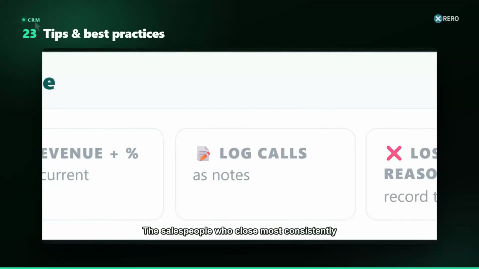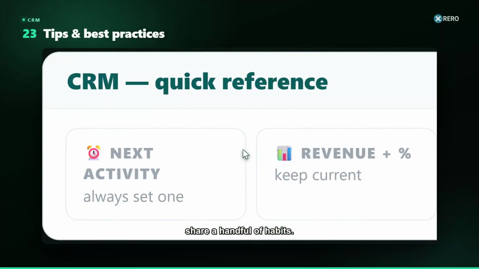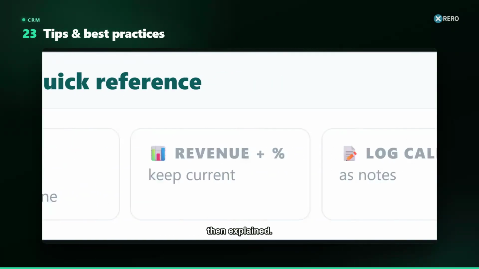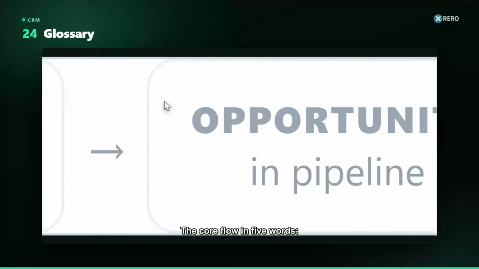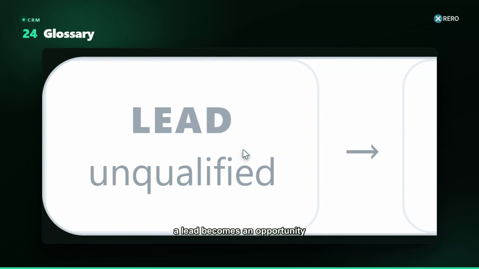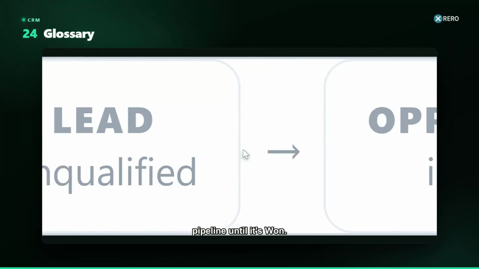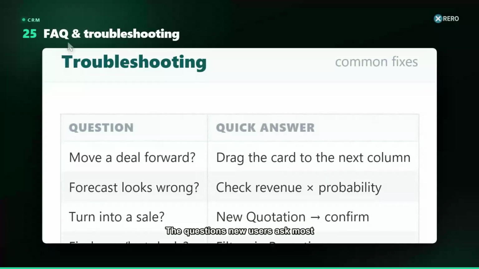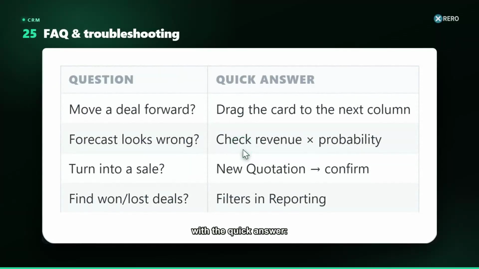The salespeople who close most consistently share a handful of habits. Here they are at a glance, then explained. The core flow in 5 words. A lead becomes an opportunity, which moves through stages in the pipeline until it's won. The questions new users ask most, with a quick answer.